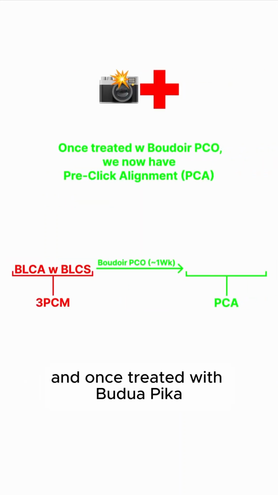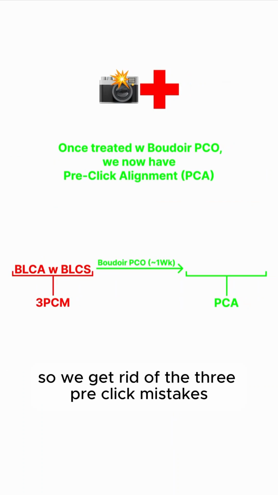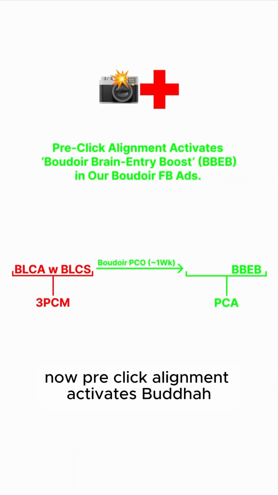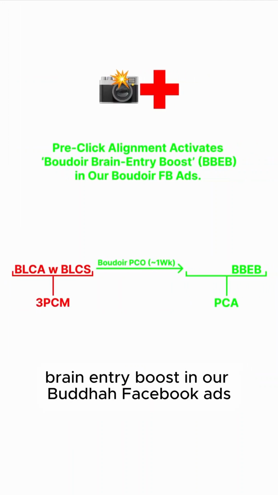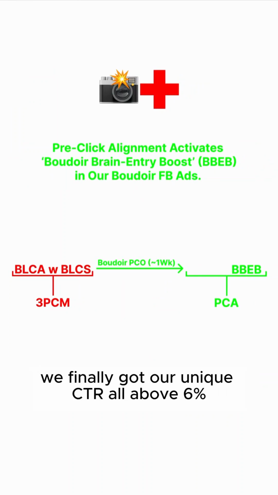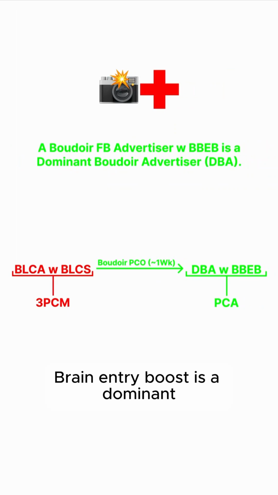Once treated with Boudoir Pico, we now have pre-click alignment, PCA. So we get rid of the 3 pre-click mistakes and instead achieve pre-click alignment. Pre-click alignment activates Boudoir Brain Entry Boost in our Boudoir Facebook ads, meaning we've finally got our unique CTR all above 6%. And a Boudoir Facebook advertiser with Boudoir Brain Entry Boost is a dominant Boudoir advertiser, or DBA.